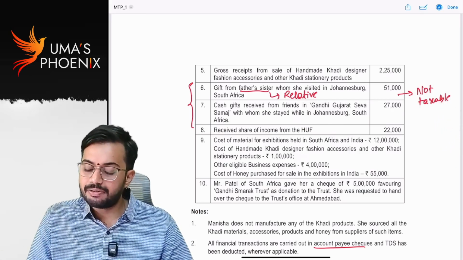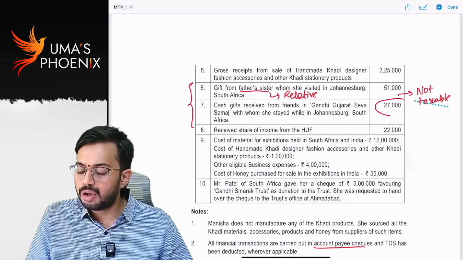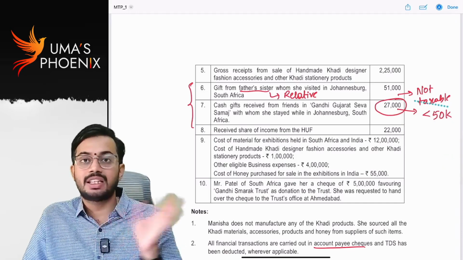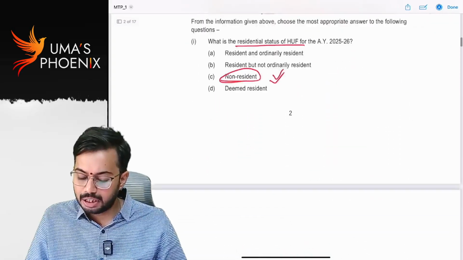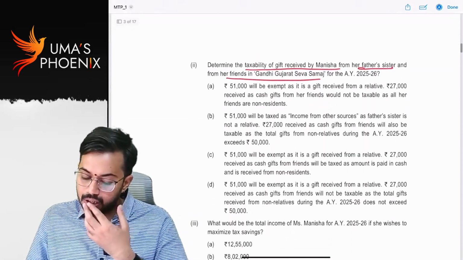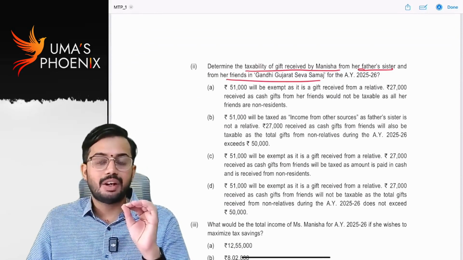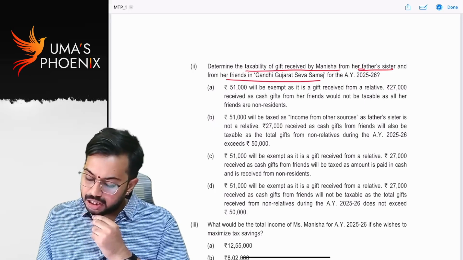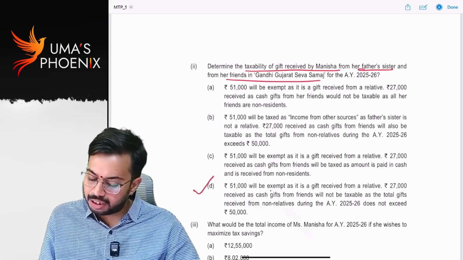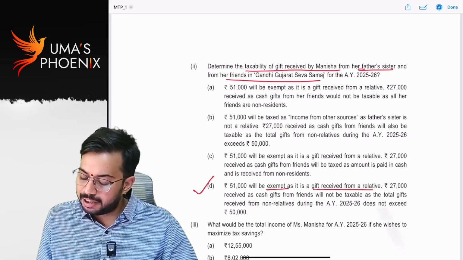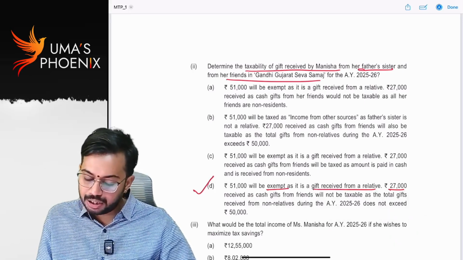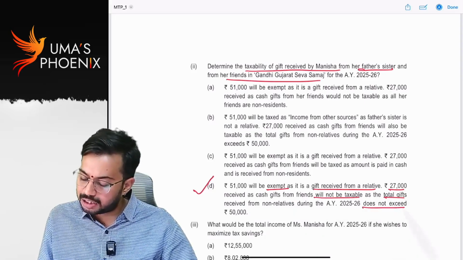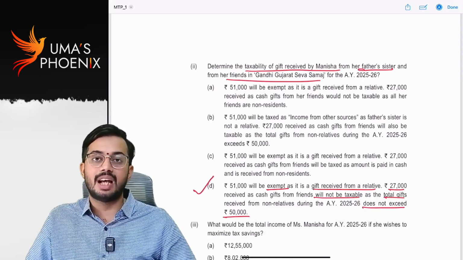Next, cash gift received from friends. What is the amount of cash gifts? The amount of cash gifts is less than 50,000. So it is not taxable. So we need to choose the most appropriate answer. First of all, 51,000 is a gift received from a relative. I think D is the option. You can see 51,000 will be exempt as it is a gift received from a relative. 27,000 received as cash gift will not be taxable as total gifts do not exceed 50,000 rupees. Are you able to understand?